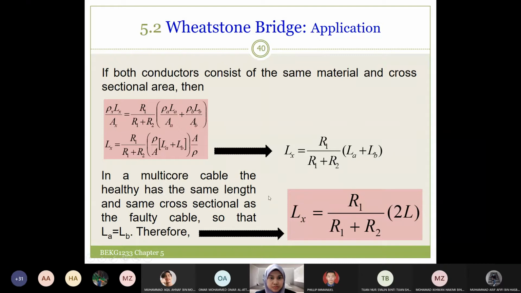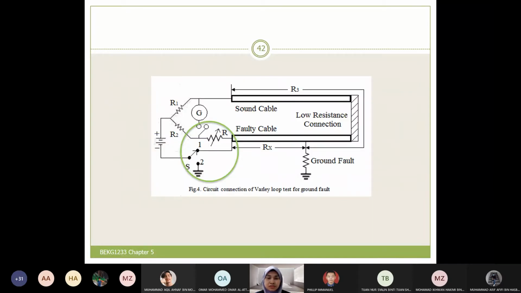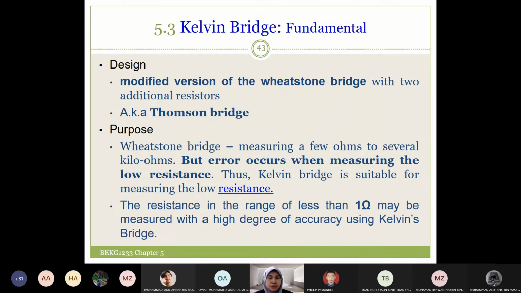So if both conductors consist of the same material and cross-sectional area, then we apply this derivation, and LX is equal to this. Finally we substitute and we get this. There is another loop test. We call it Varley loop test. You can just read this.